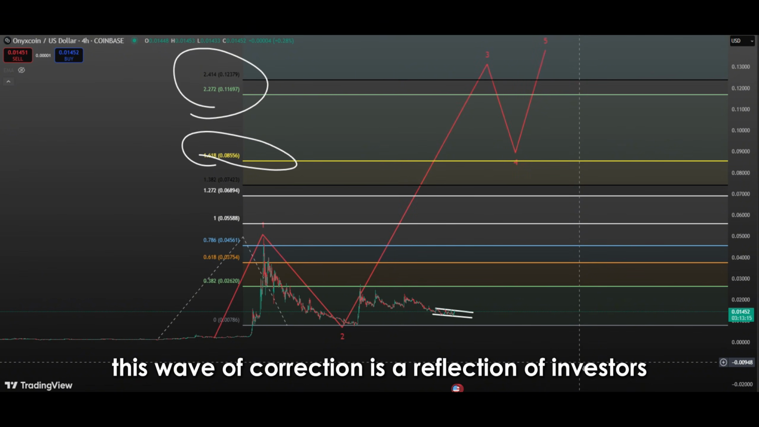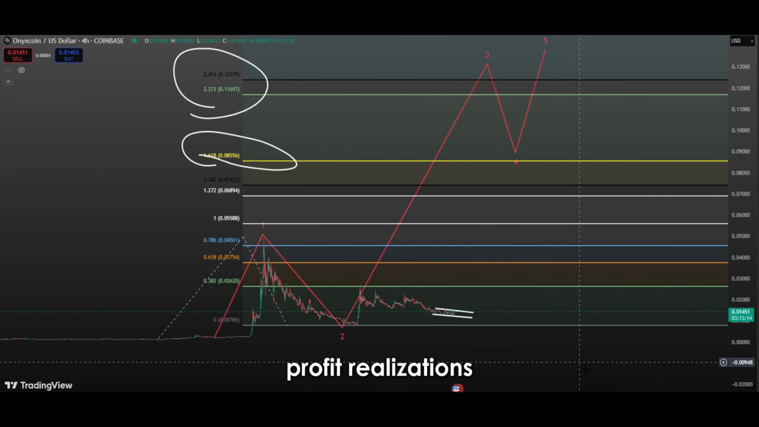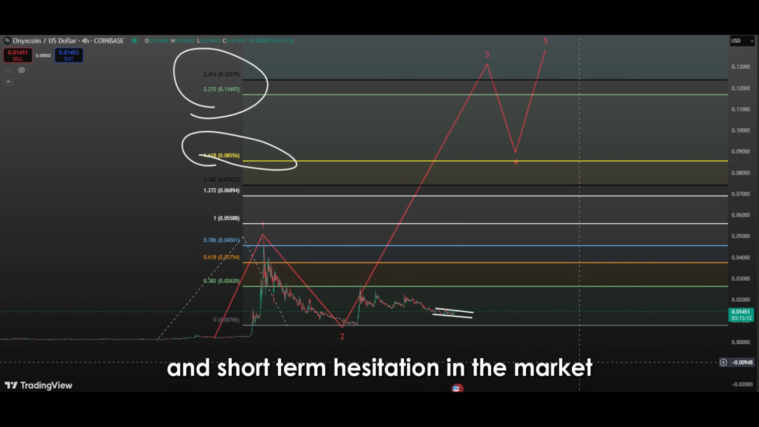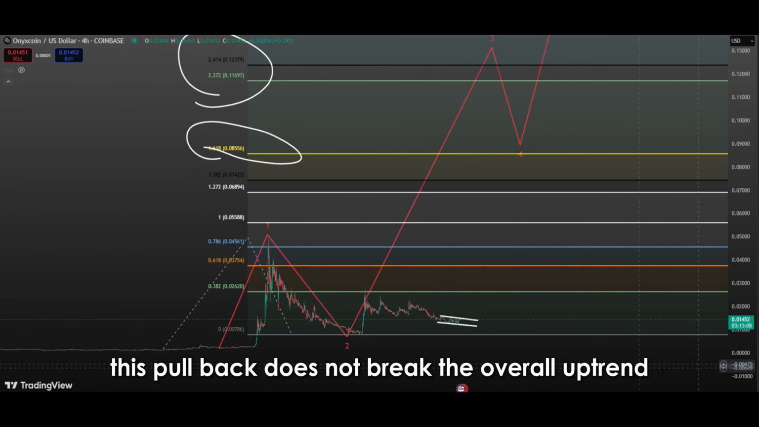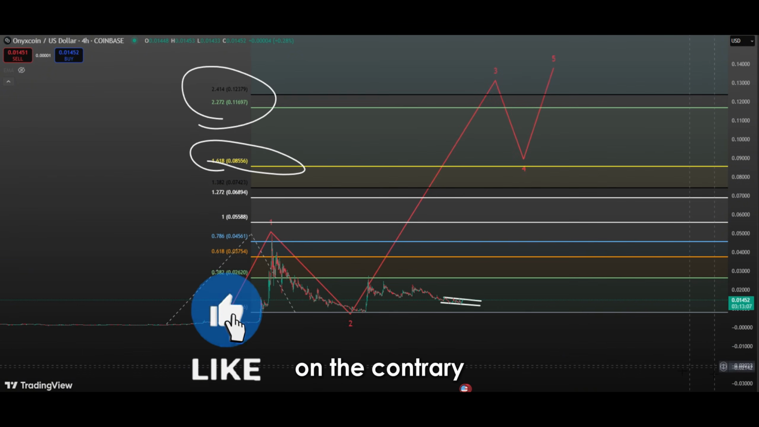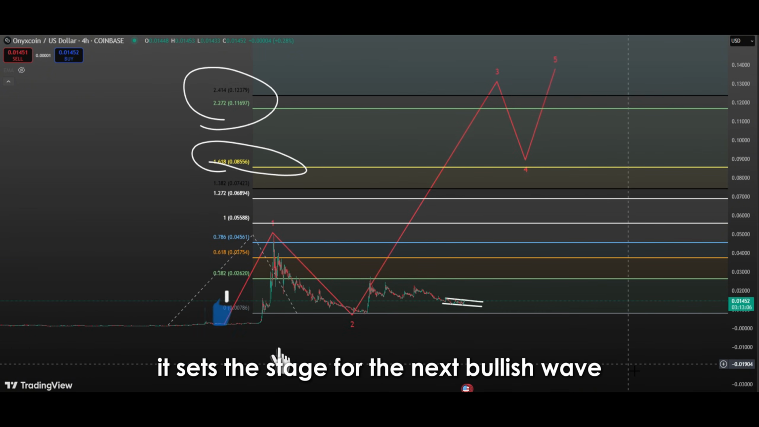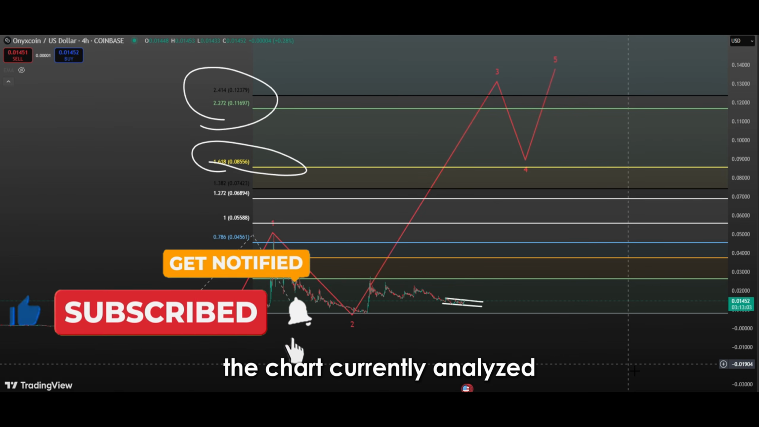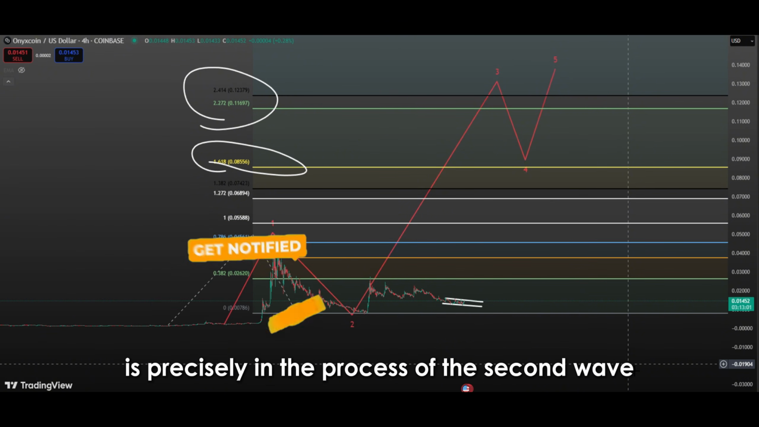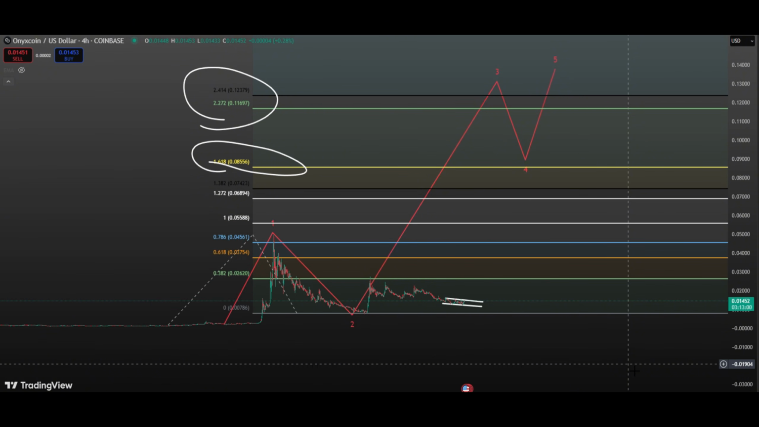This wave of correction is a reflection of investors' profit realizations and short-term hesitation in the market. This is why the second wave usually includes some pullback. However, this pullback does not break the overall uptrend. On the contrary, it sets the stage for the next bullish wave, the third wave. The chart currently analyzed reveals that this large structure is precisely in the process of the second wave.